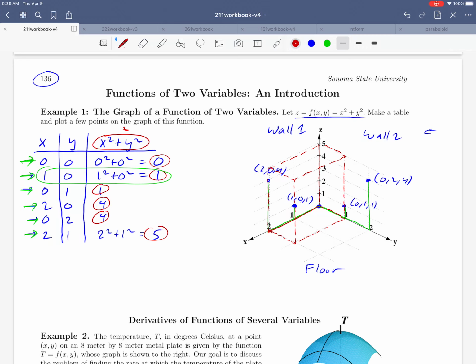Okay, so now that we've got that red box, let's see if we can find this last point, 2, 1, 5. Again, we're going to start at the origin. We're going to move 2 along the x-axis, 1 along the y-axis, and then up 5 is going to take us to the top of this box. So there's our last point, 2, 1, 5.